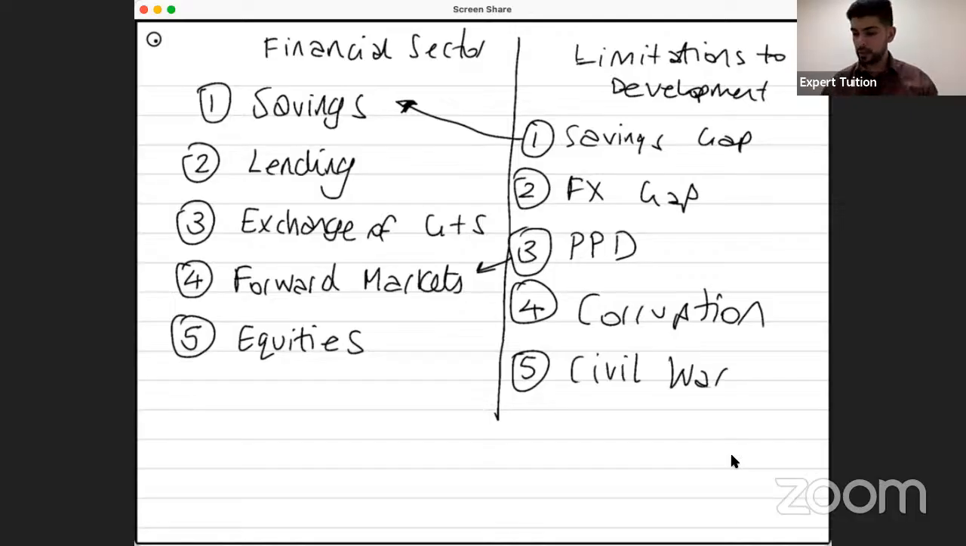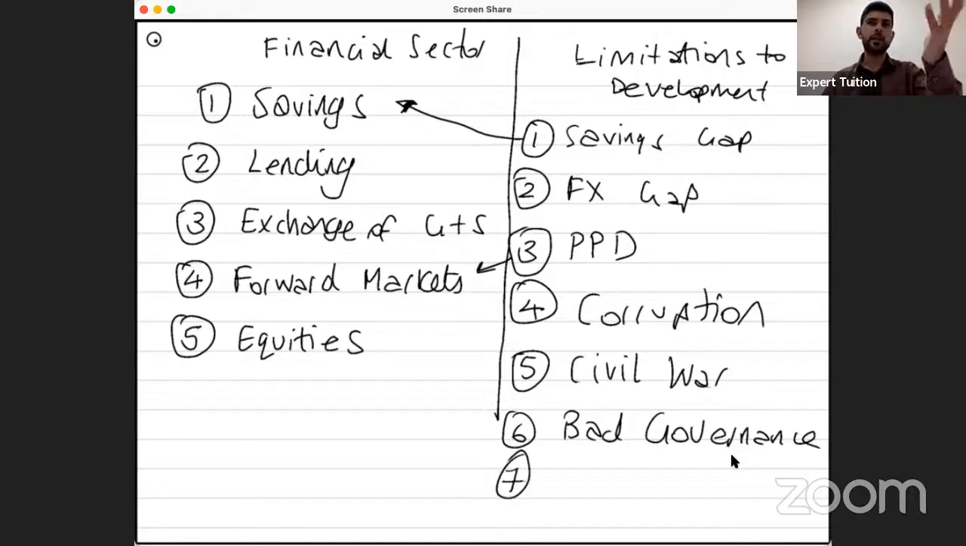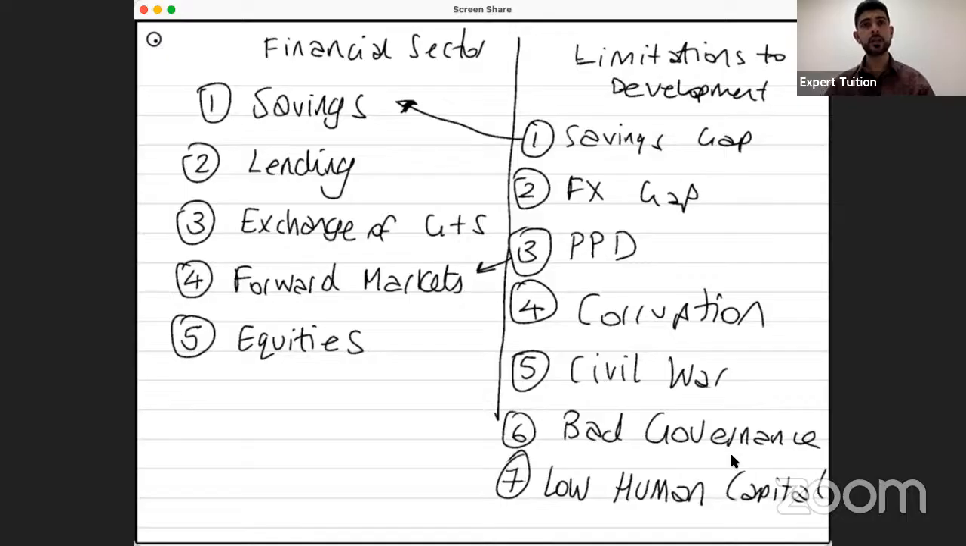That's a problem. Number 6, bad governance. Basically means that the government in that economy are mismanaging their economic affairs. Big problem. And number 7, last one. I mean, there are others as well, but number 7 is low human capital. In other words, the skills of the workforce are very limited because education rates are very, very low in these economies. Cool. There are others as well. I'm sure you know loads of them. But that's just a pretty decent list there.